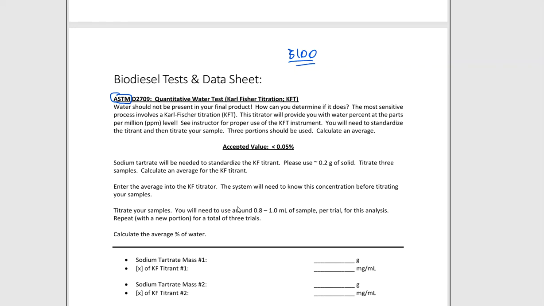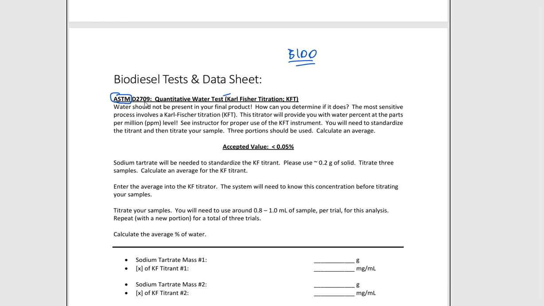So if you are trying to produce this, and if you're trying to sell it as a biodiesel source that is pure, and that you've tested it to make sure that it's pure, these are just some of the tests, not all of them, that you can do in order to prove the concentration that you've made and the purity that you've made. All right, so the very first one is ASTM D2709. And D2709 is a water test.